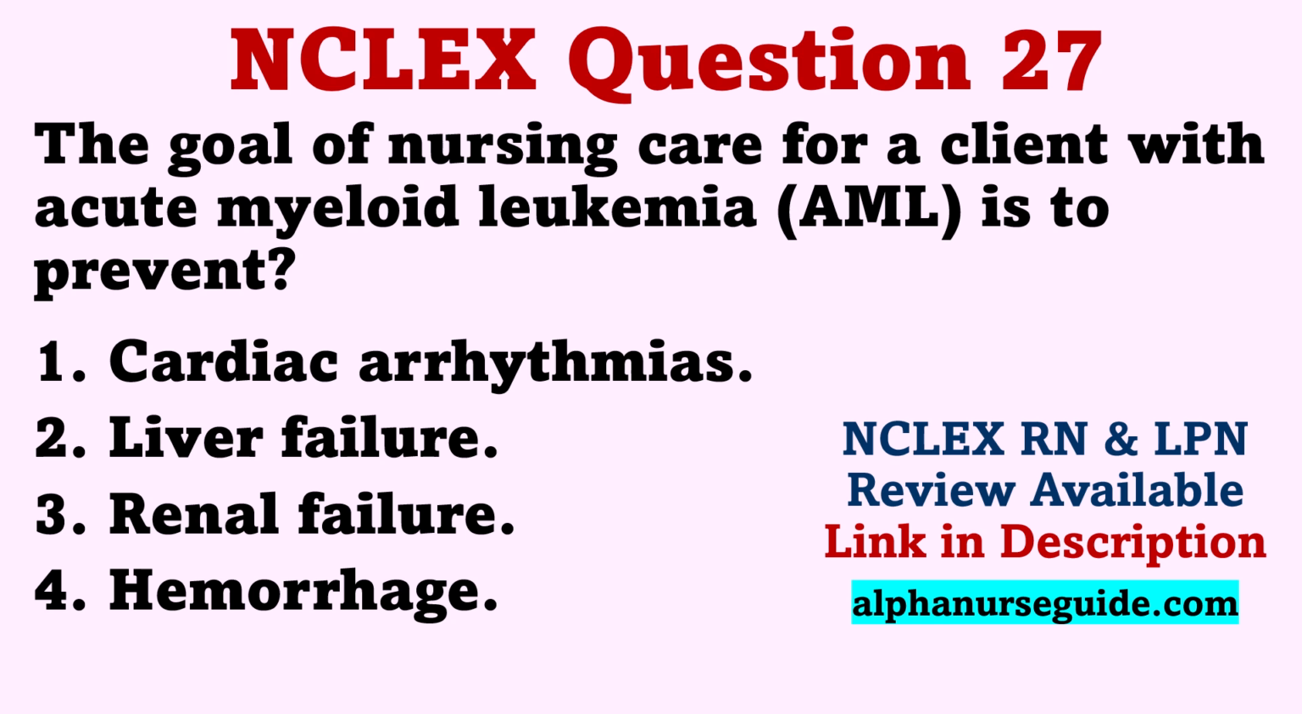Bleeding and infection are the major complications and causes of death for clients with AML. Bleeding is related to the degree of thrombocytopenia, and infection is related to the degree of neutropenia. Cardiac arrhythmias rarely occur as a result of AML. Liver or renal failure may occur, but neither is a major cause of death in AML.